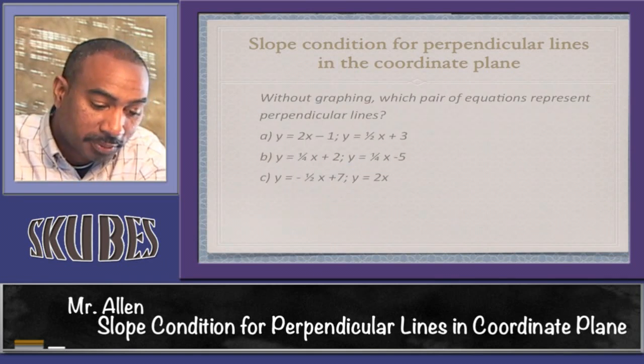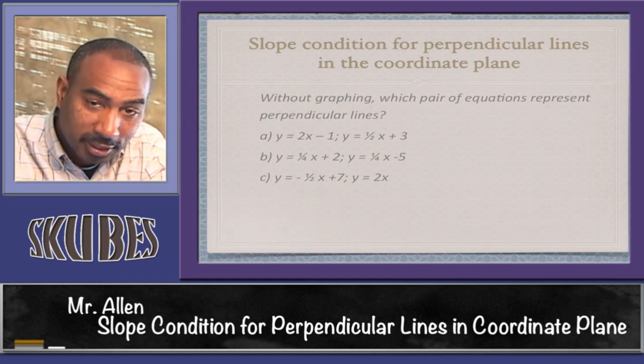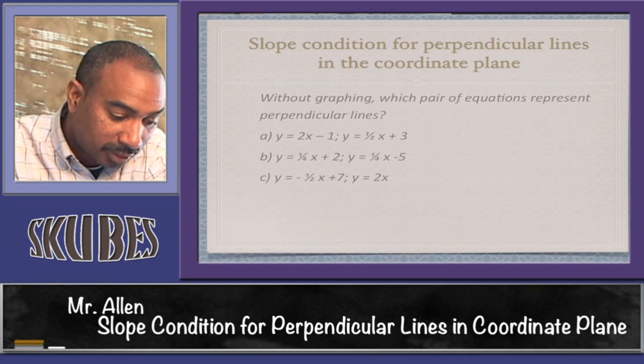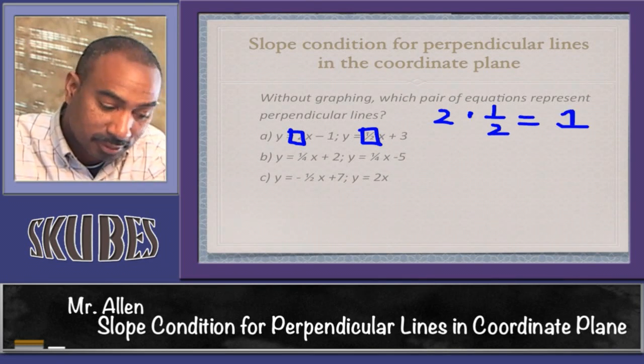Without graphing, which pair of equations represent perpendicular lines? You're not concerned with the y-intercepts. You're looking at the slope. So in this case, I have a slope of 2. I have a slope of 1/2. 2 times 1/2 gives me 1. But that's not -1, so it can't be A.